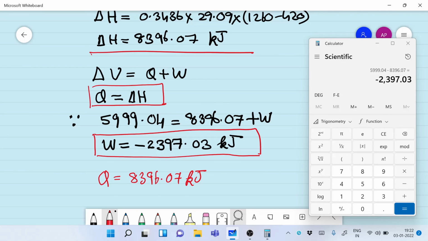So that was all, my friends. Hope this problem was a very illustrative one, and it helps you in understanding what a constant pressure process is and how we do the calculations for delta U, delta H, heat and work for a constant pressure process.